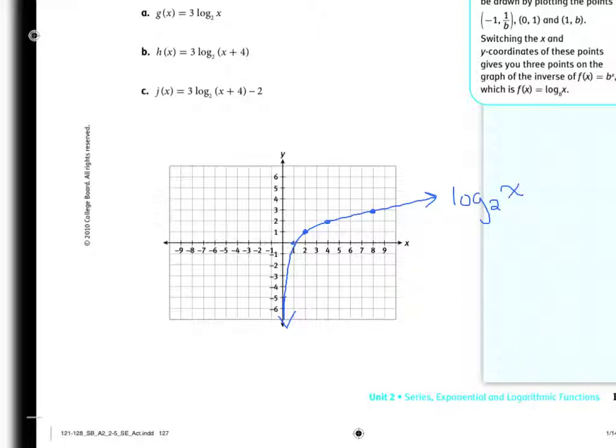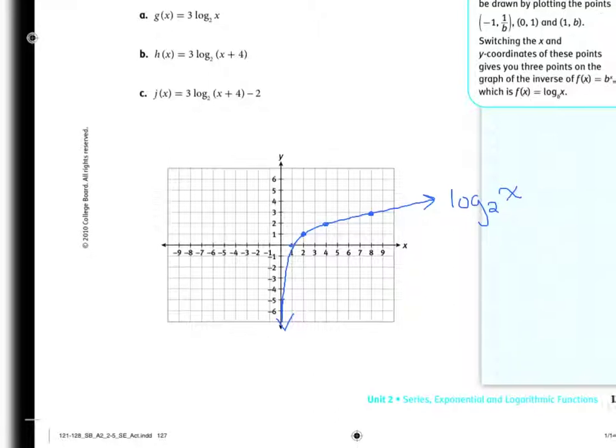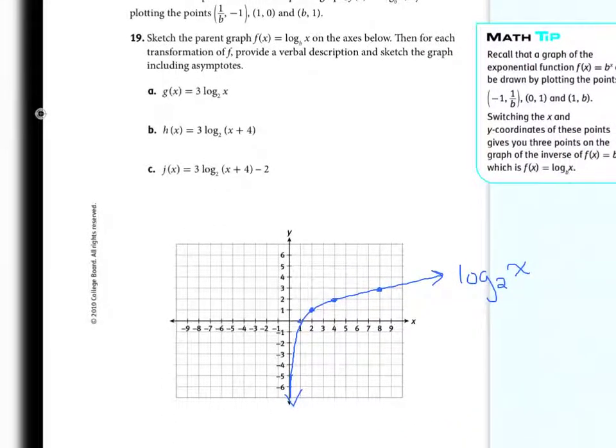Now we're going to go through a series of transformations. This is similar to what's being asked of you on your embedded assessment.